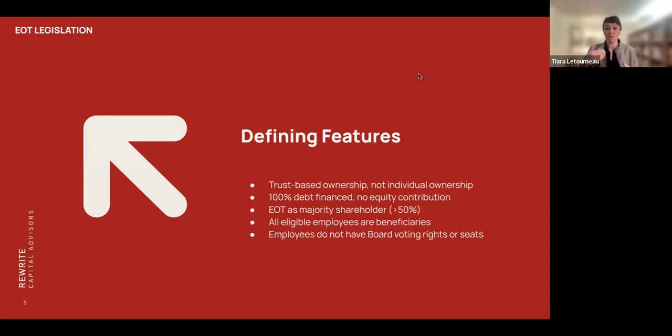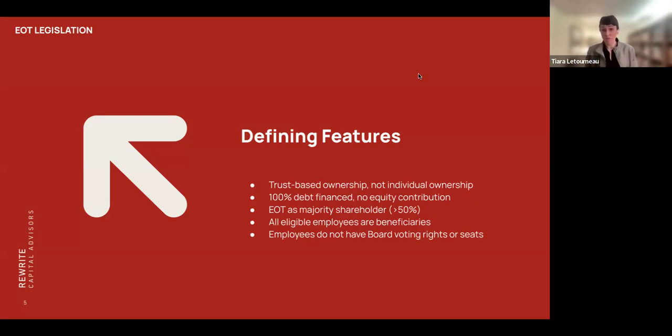Now, we can talk about that. There are other models you can do alongside. The EOT only has to hold 50% of the shares, so shares can also go to key senior members of your team. You have room to do that as well. But the EOT itself must include everyone that's an employee as a beneficiary. And the last thing, which is related to the first, is that employees do not have board voting rights or seats. So in a way, it's very different from a worker cooperative. People often think when we're talking about an EOT that we're talking about a worker cooperative model where everyone personally has a share, everyone has a vote, and everyone has the ability to have voice at the board. That's not how it works in an EOT.